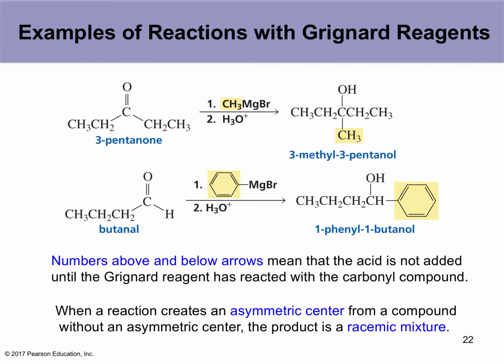Examples of reactions with Grignard reagents. Same thing that we have seen before, but we have more examples here. So this is 3-pentanone. Again, what is the product going to be? Always remember, the alkyl group, the methyl coming from the methyl magnesium bromide Grignard reagent, is attached to the carbonyl carbon, and this would become an alcohol. OH and CH3, 3-methyl-3-pentanol.